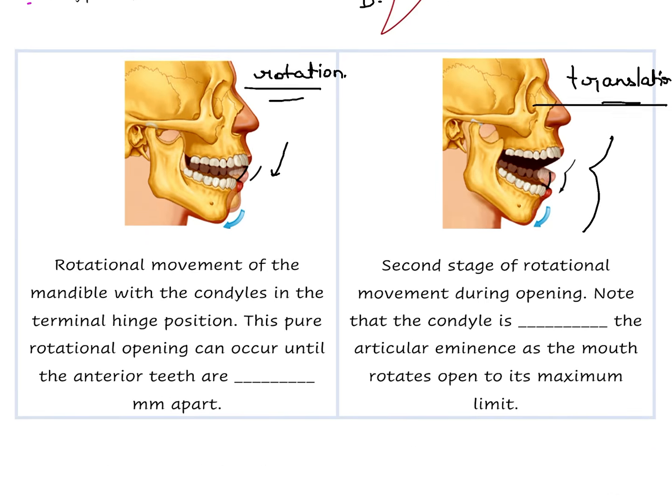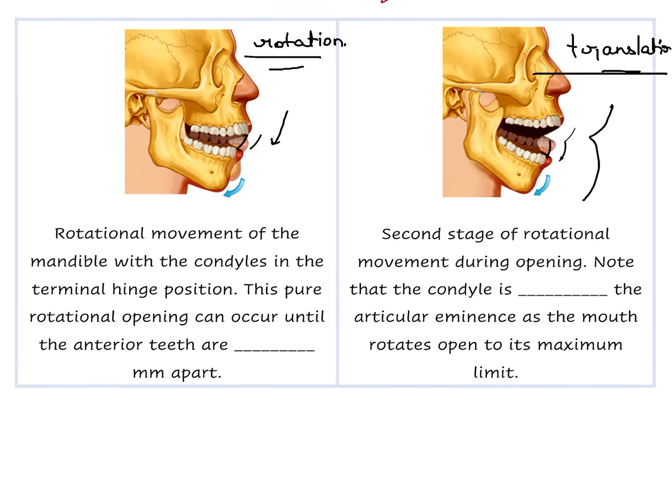How much rotation? So for the first 20 to 25 millimeters of mouth opening, the condyles will have a terminal hinge or rotational movement in that segment. And then as you open your mouth wider, it is going to be translated.